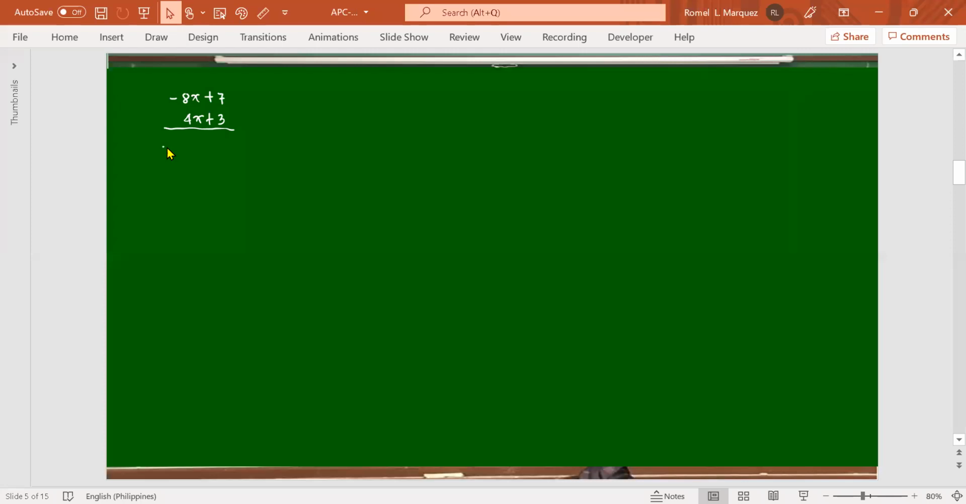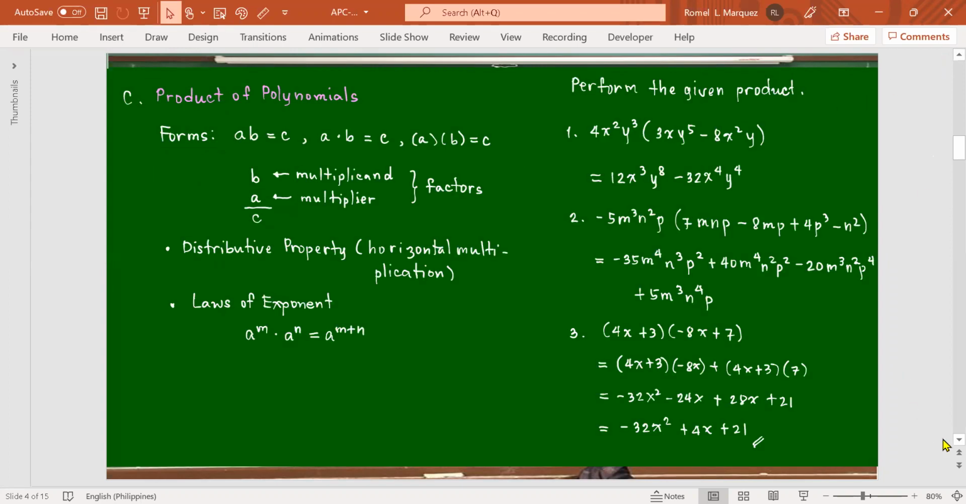4x times negative 8x, that is negative 32x squared. 4x times 7, that is 28x. Okay? Then plus negative 24x plus 21. Okay, children? Plus 21. Then add, bring down. This is positive 4x, positive 21. Did we get the same result? Okay.